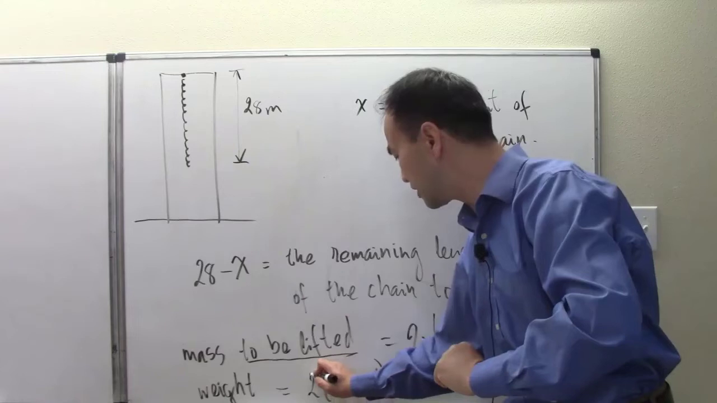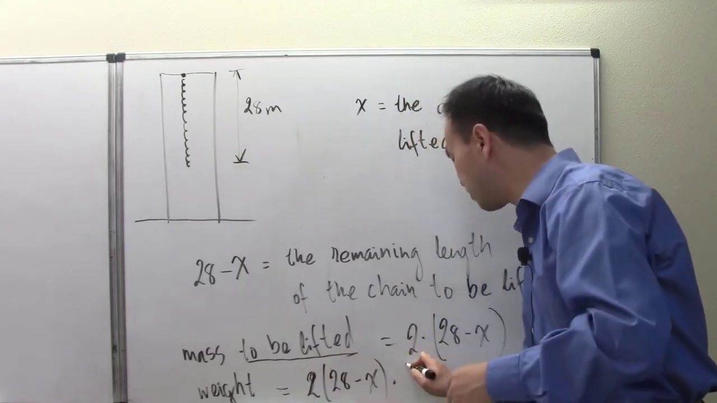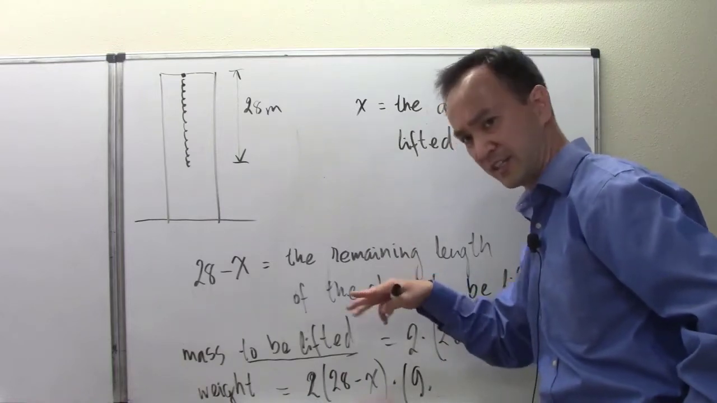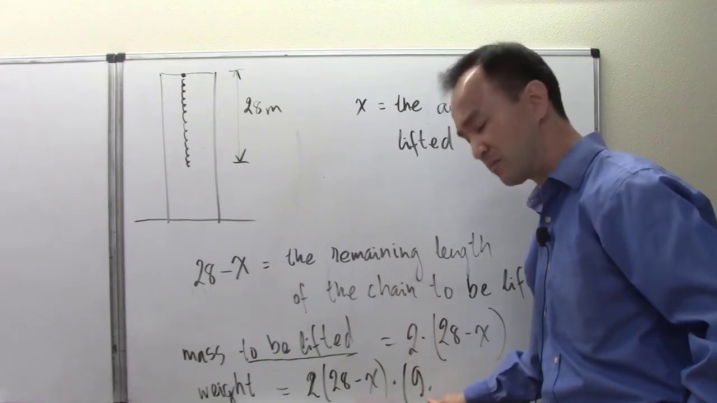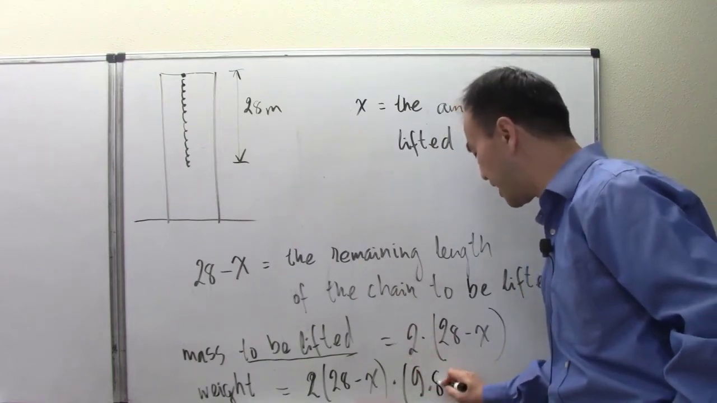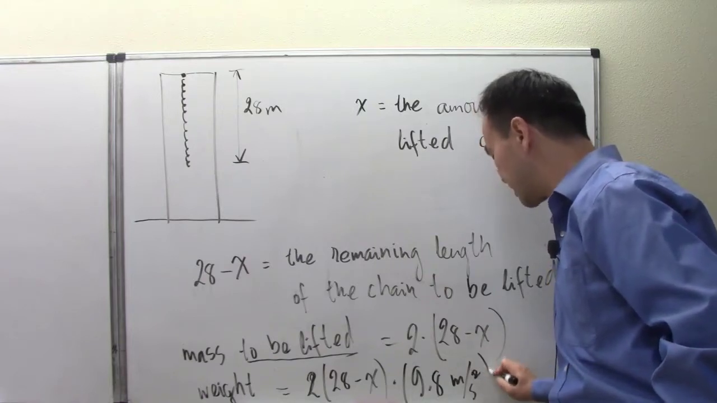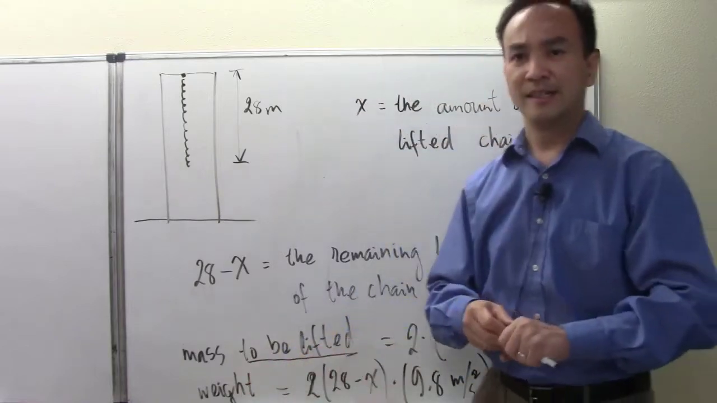So it's 2 times that quantity, multiplied by, on Earth, only on this Earth, 9.8. If we're doing this math problem on Mars, it has to be a different number. 9.8 meters per second squared is the unit for acceleration, and acceleration multiplied by mass gives us the total weight.